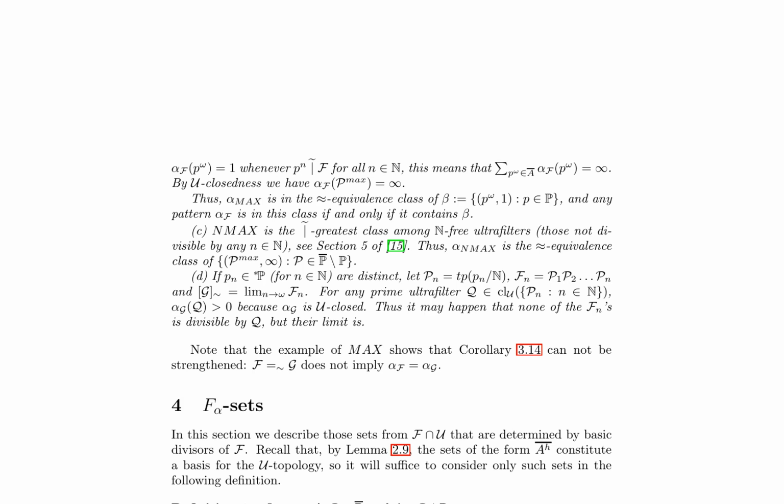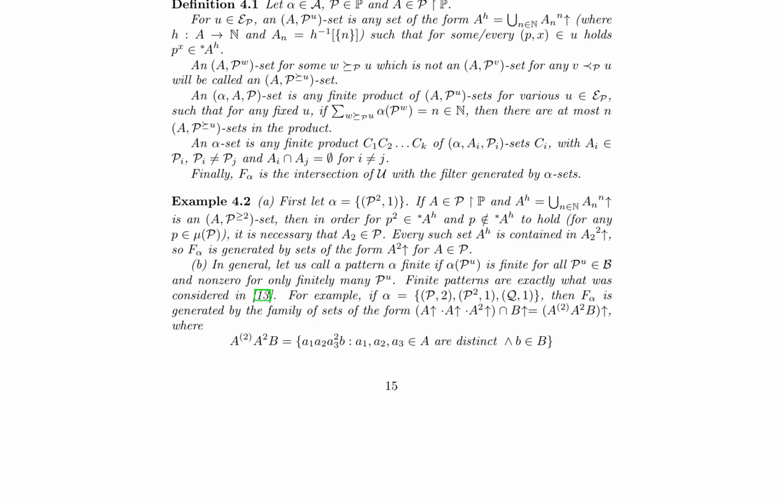Alternatively, alpha sets are also defined as finite products of alpha_i, P_i sets, with i an element of I, where P_i is not equal to P_j, and the intersection of A_i and A_j is the empty set for i not equal to j. The intersection of U with the filter generated by alpha sets is denoted by F_alpha. An example of a finite pattern alpha is demonstrated, showing how F_alpha is generated by sets of the form a up-pointing arrow for P an element of P.